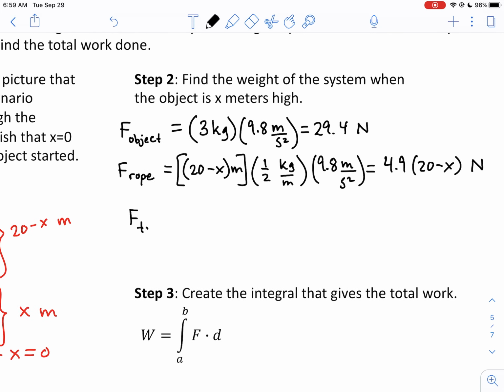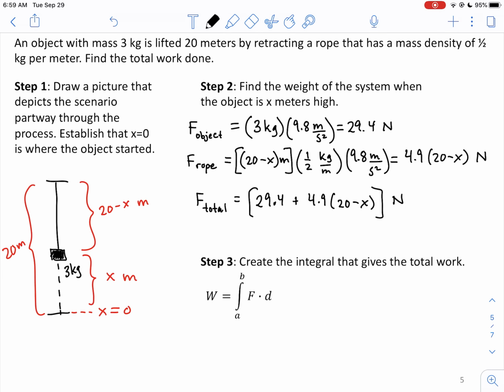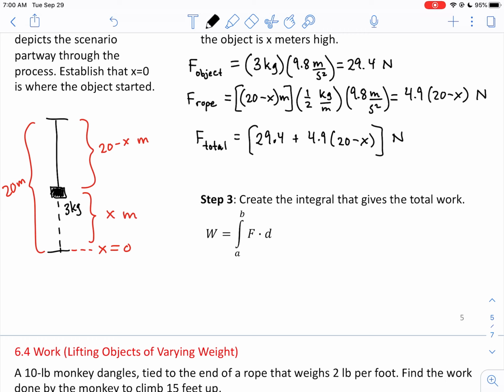So the total force, or the total weight of the system, because we're holding object and rope, will just be add these together. So 29.4 newtons plus 4.9 times 20 minus x, and all of this has a unit of newtons. That's how many newtons we're holding if the object is at a position of x meters above where it started. Step 3 will be create the integral that gives the work.